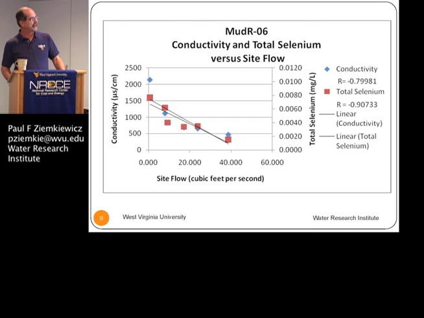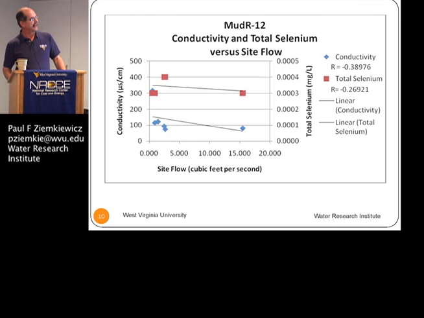And you have negative correlations on acidity and other things like iron, which is very low to start with. And then you also have a negative correlation between selenium concentration, TDS, and flow. And that's what you're seeing here in slide number 9. So the more flow you get, about 40 CFS here, the more your selenium comes down, even at Mud sample number 6, which was right in the middle of HOBET 21.